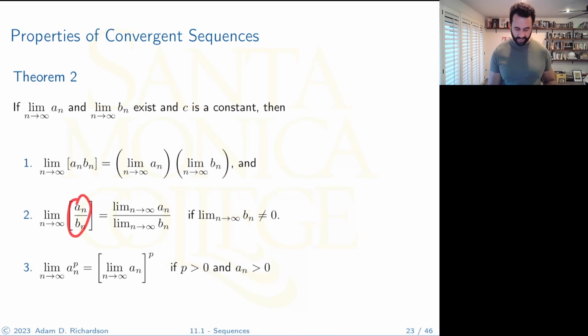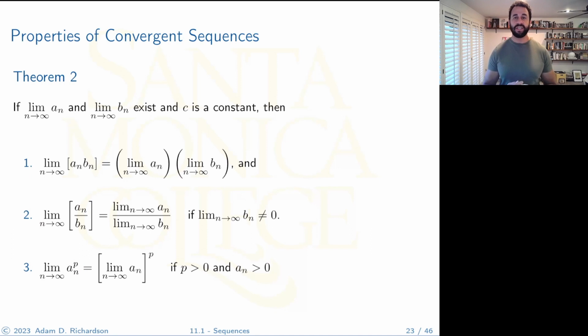The limit of this ratio is the ratio of the limits. Again, as long as those individual limits exist. And in this case, we also need to require that this limit is not zero. That makes sense, right? Because we don't want the denominator to be zero because division by zero is not well defined.